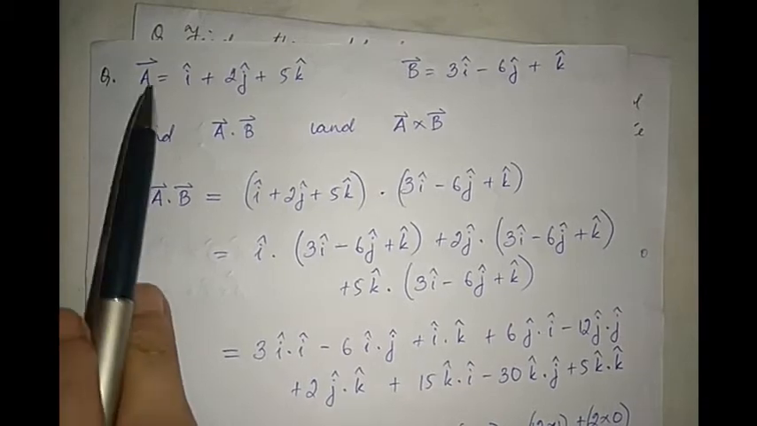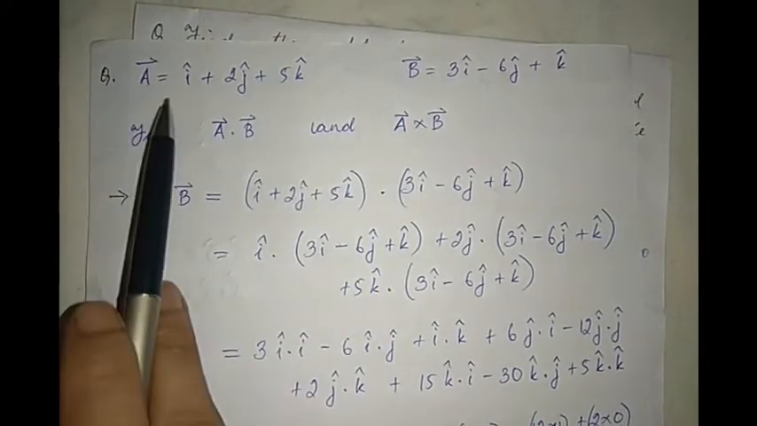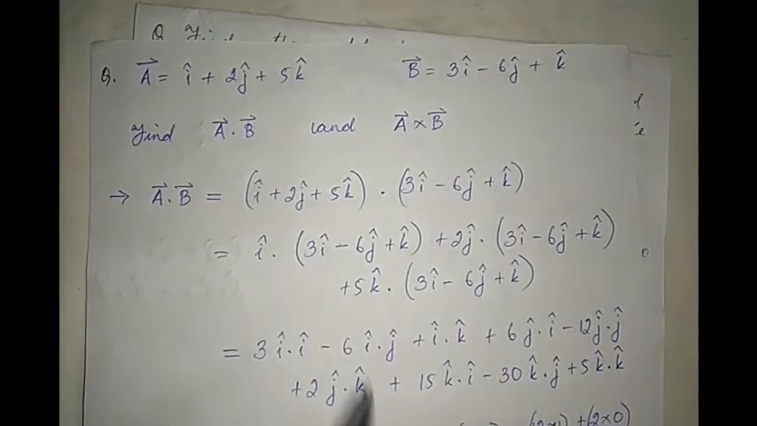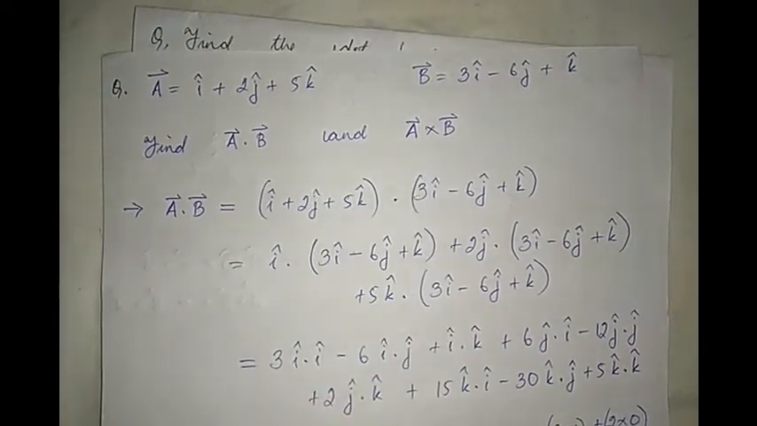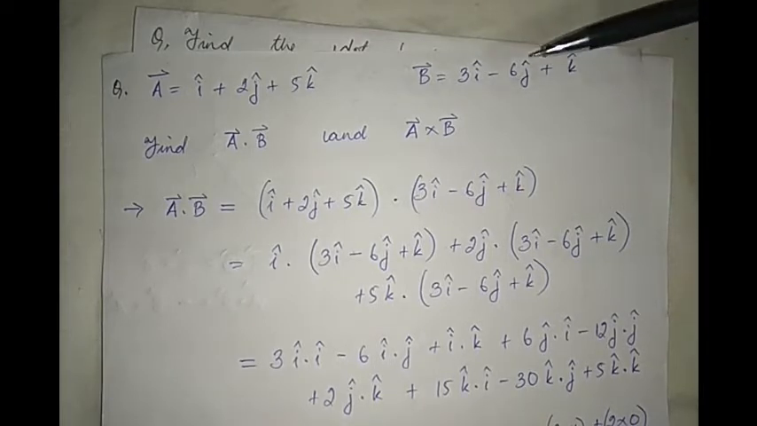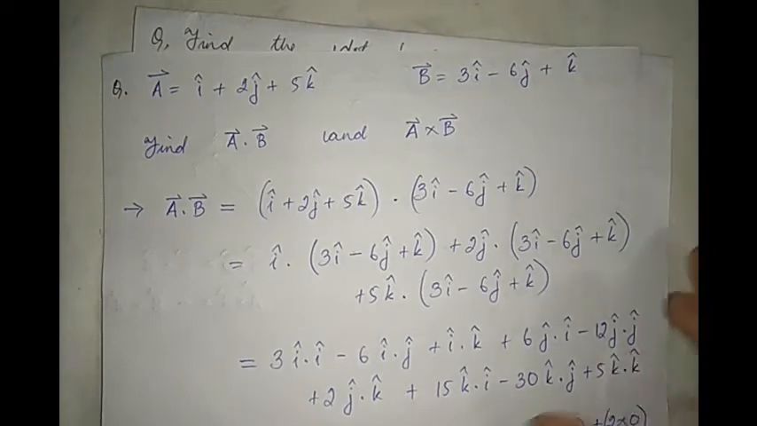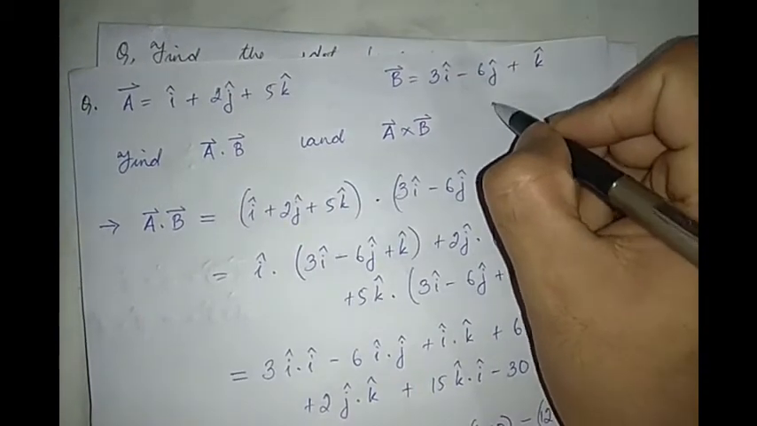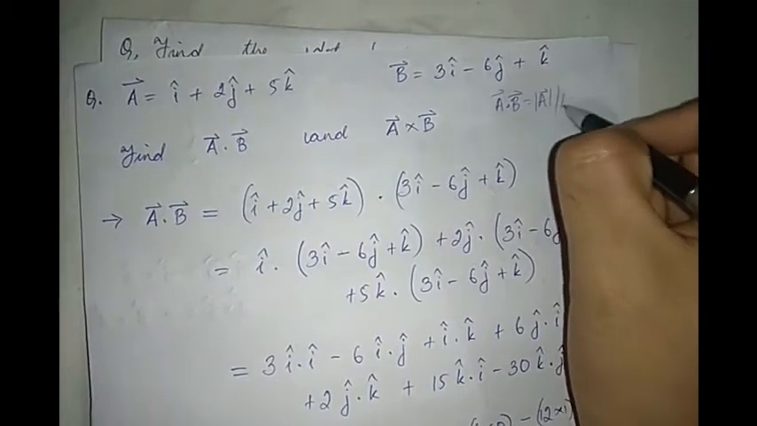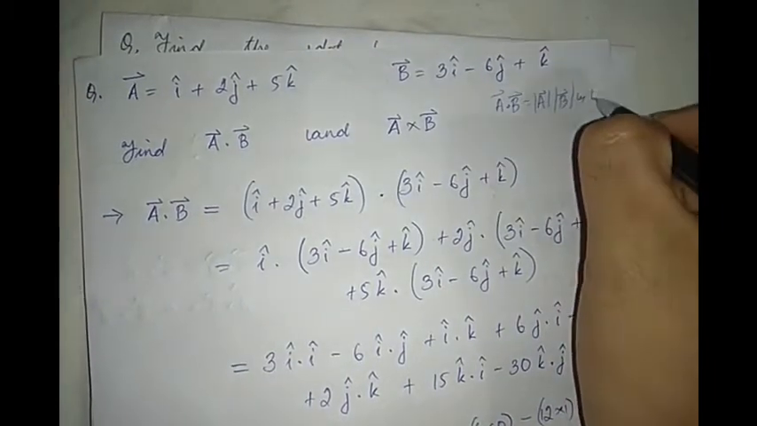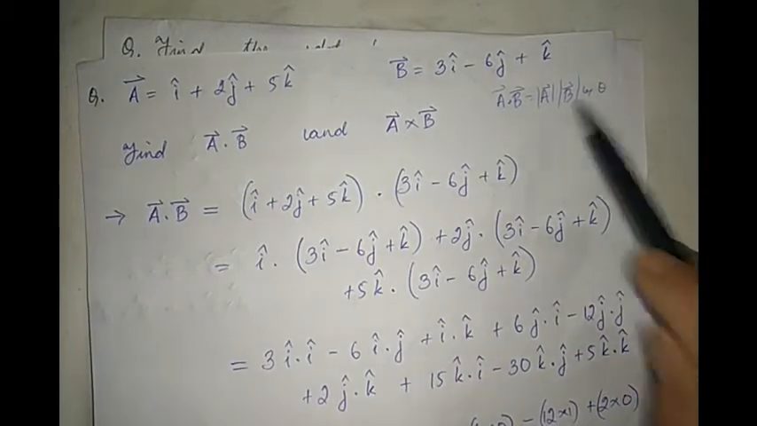Now in this problem, there are two vectors A and B given, and you can see from their representation that both vector A and vector B are 3D vectors. So the question is: find A dot B and also find A cross B. Now see, if the angle between the vectors were given, then to find the dot product we would simply do A dot B is magnitude of A, magnitude of B cos theta. If theta was given, we would apply this.